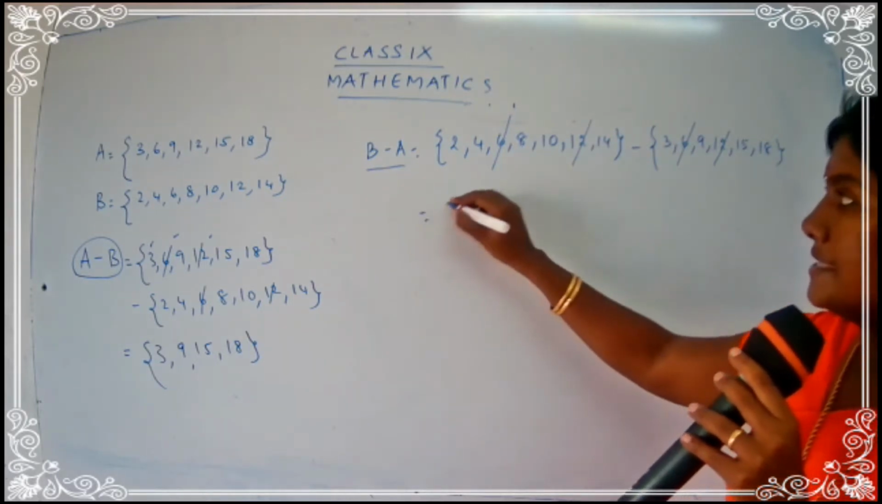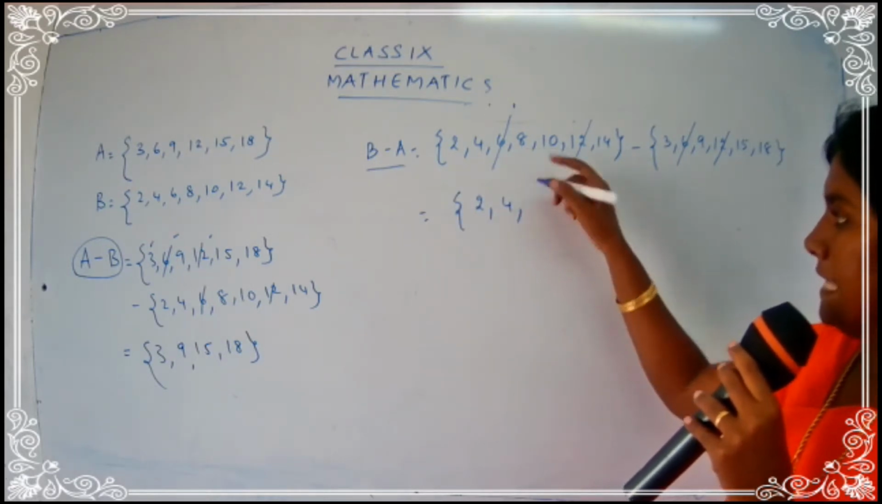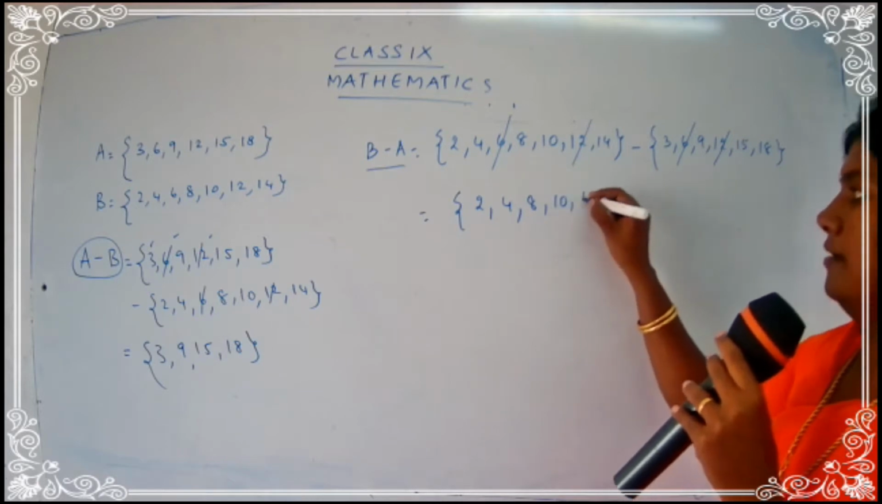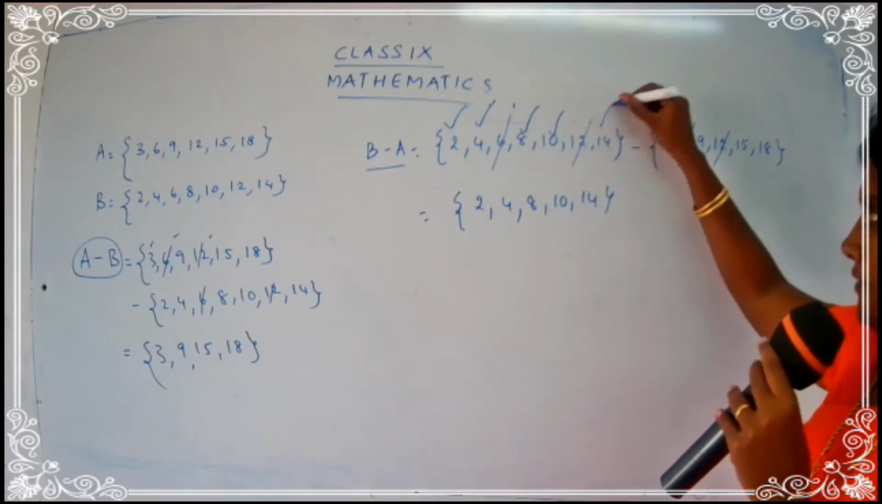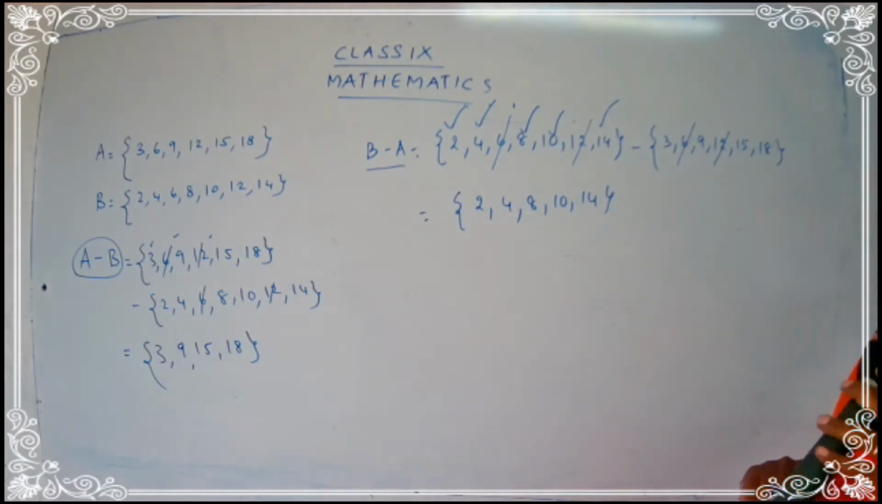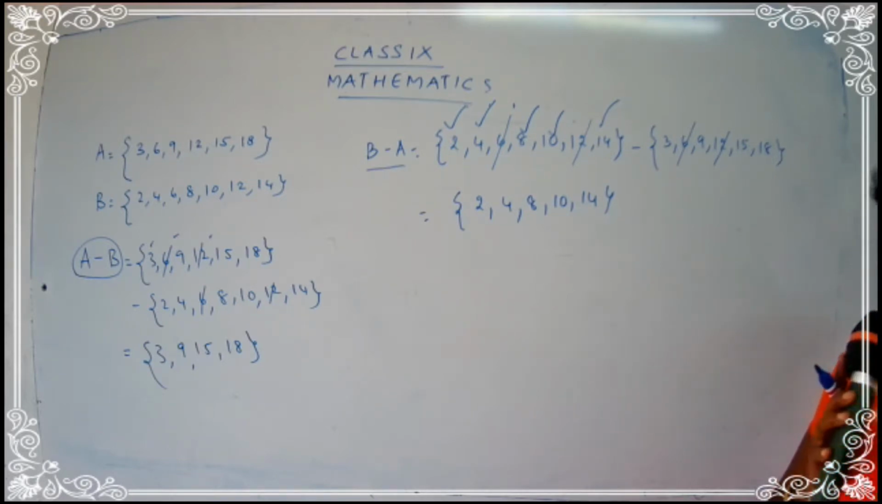So, what is the answer? 2, 4, 8, 10, 14. This is B minus A. I hope you are clear with the different set operations. This is very, very important. We have to know the basics. Without knowing the basics, we cannot move ahead. Okay, children? So, just be clear with your basics.